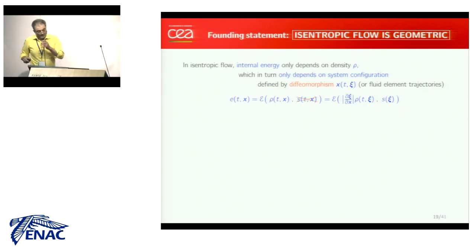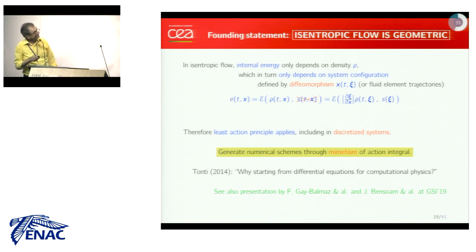Now, the founding statement for our GEEC approach is this: isentropic flow is geometric. In isentropic flow, the internal energy only depends on density, which in turn only depends on the system configuration, which is defined by the diffeomorphism. So how do you go from the initial configuration xi to the actual configuration x at time t? Or equivalently, by the fluid element trajectory. So basically the internal energy now depends on the entropy, which is a Lagrangian invariant.